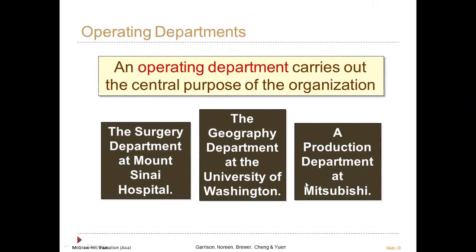So let's move on with service department allocations. Operating departments carry out the central purpose of the organization. Some examples of operating departments include the surgery department at Mount Sinai Hospital, the geography department at the University of Washington, and the production departments at Mitsubishi Motors.